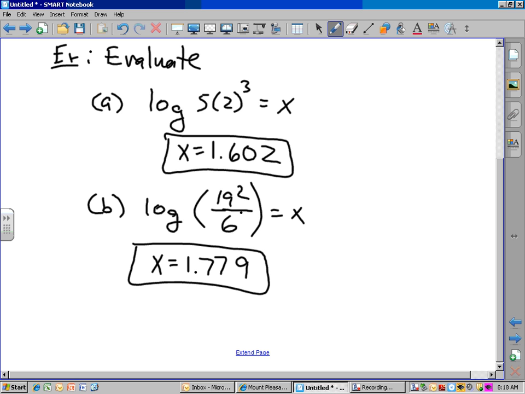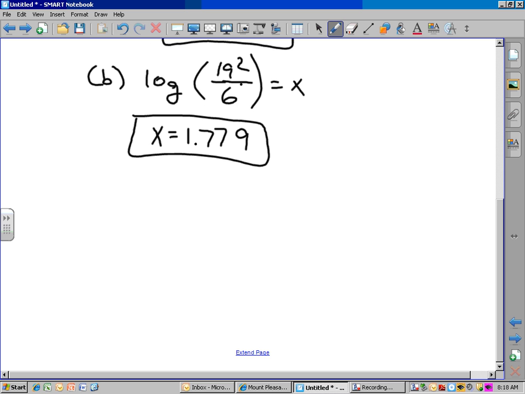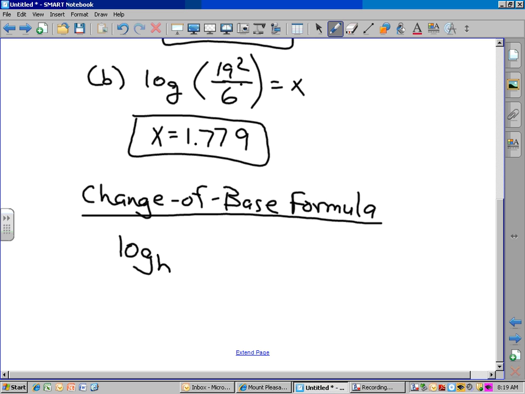Okay. There's been a couple of problems where we have had log of a certain base to a different number. The easiest way to evaluate that, or to type it in your calculator and look at it graphically, is to use what's called the change of base formula. Log base b of x can be rewritten as the log of x over the log of b. So we're taking a base b and we're rewriting it as a base 10, or a common log.